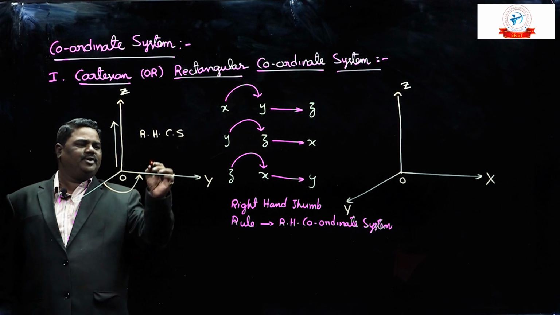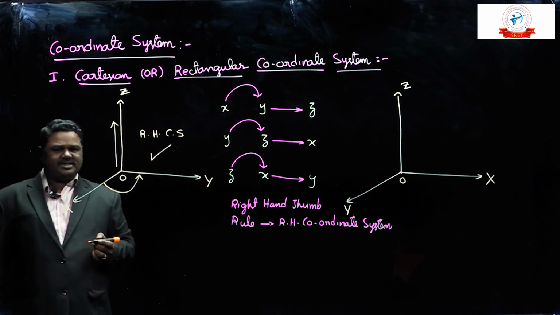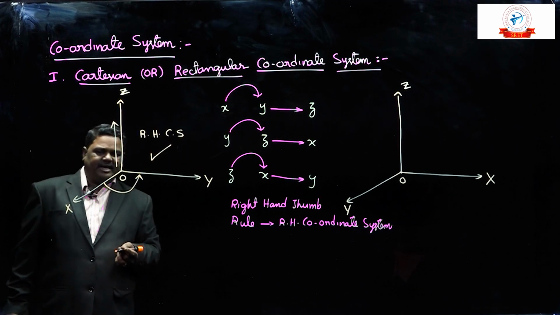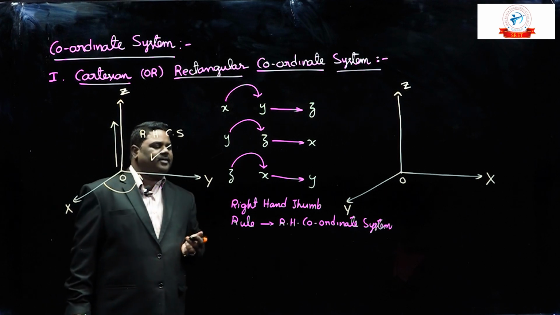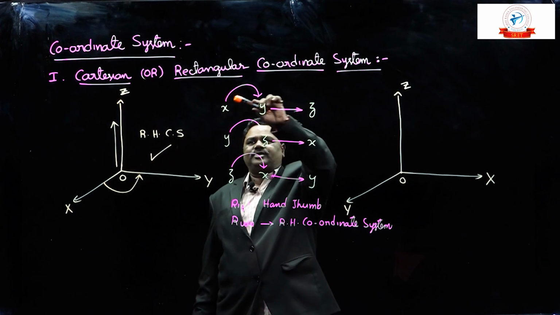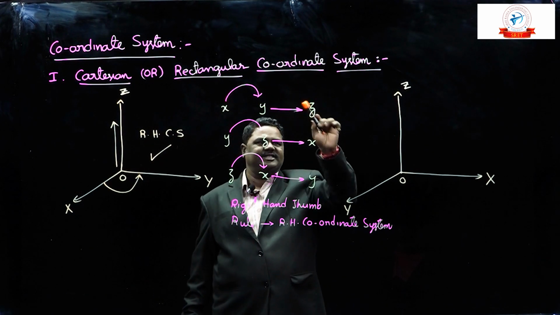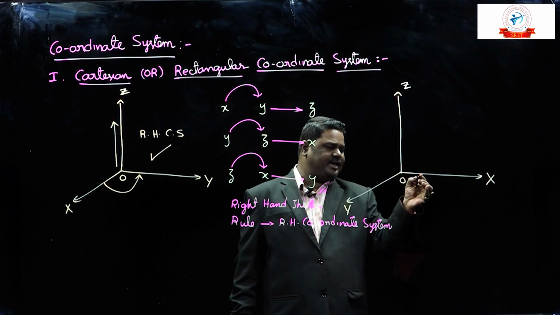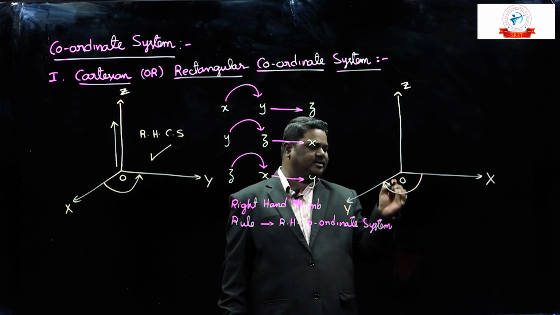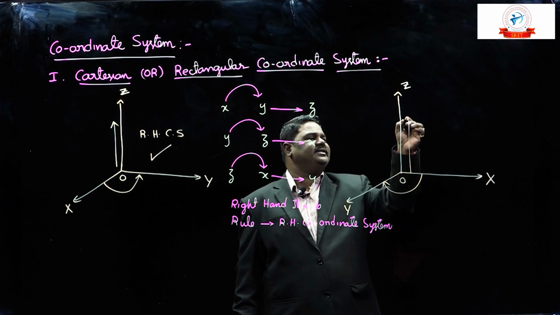Right-handed coordinate system, which is a valid coordinate system. Okay. So similarly, let us verify the same rule for a second diagram. So here x to y rotation should indicate z direction.